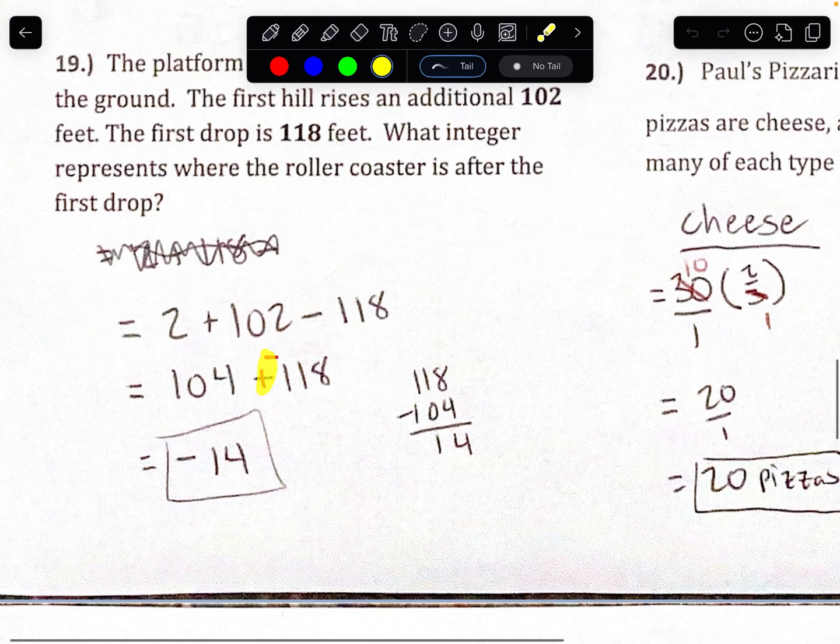Don't forget to add the opposite. Different signs subtract. So 118 minus 104 makes 14. Take the sign of the bigger number. So 118 is a bigger number and it has a negative. So our final answer will be negative 14.